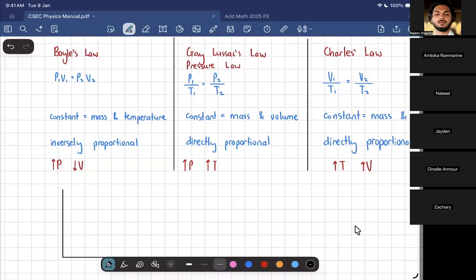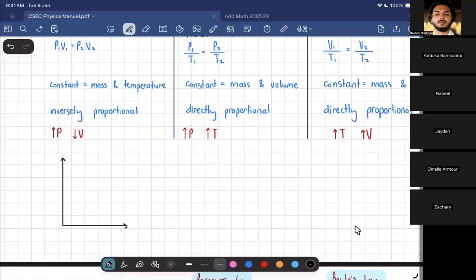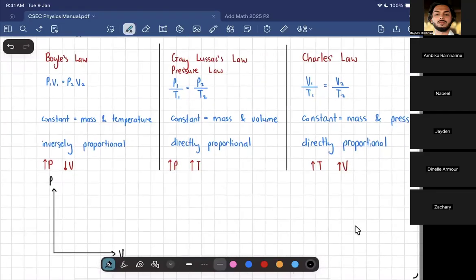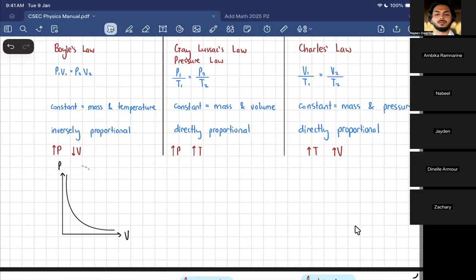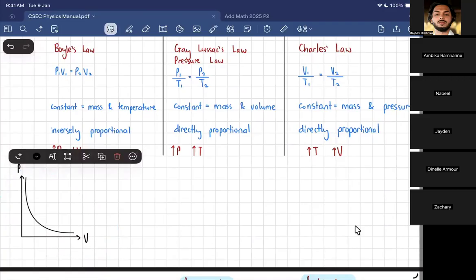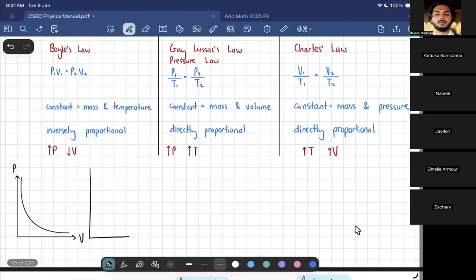Let's talk about Boyle's law. If I were to plot a graph of say P versus V, since it's inversely proportional, would I get a straight line? No, sir, I would get this, because with this graph, if one of them is increasing, the other one is decreasing. However, if I now had a graph of P versus 1 over V, how would that graph look? That would be a straight line.